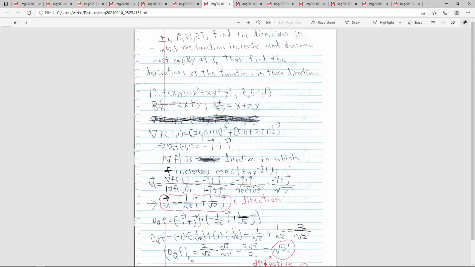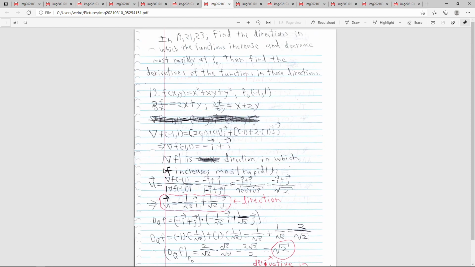Gradient f at negative 1, 1 will be, you have to take the derivatives, 2x plus y and x plus 2y for the two partials. Then you do, of course, the gradient at negative 1, 1. Just plug the x and y values into these two. You get negative i plus j, so it's a pretty simple one.